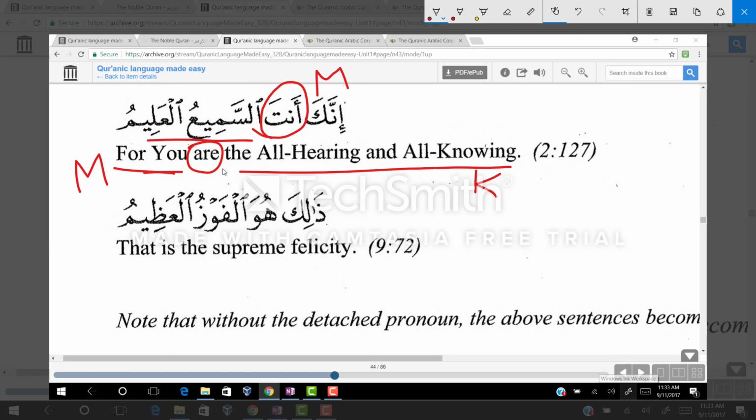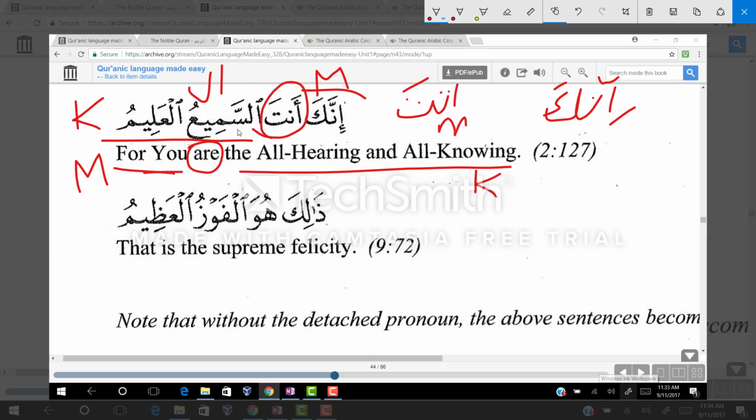This is a pronoun for you. And as-sami'u al-alimu, this is the khabar. And what type of noun is the khabar here? As-sami'u al-alimu. They both start with al. That's why they are marifa nouns. So what does the point say? When the khabar is a marifa noun, then the detached pronoun anta is matching with innaka, our mubtada, in gender and number.